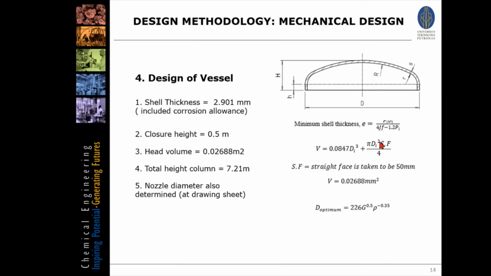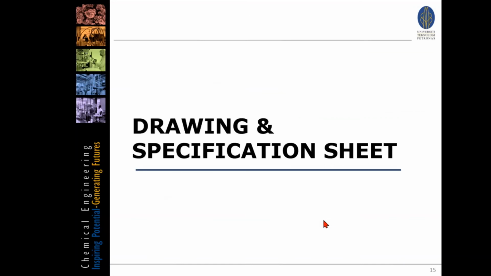Now using this calculation here, we get a shell thickness of 2.901 millimeters, including the 2 millimeters corrosion allowance. So the height is taken to be 0.5 meters and the volume using this calculation is 0.02688 meters cubed. Therefore, adding this closure height to our column, we get a total vessel height of 7.21 meters. Now the diameter of the nozzles can be calculated using this value here, and it can then be displayed in the drawing and specification sheet.